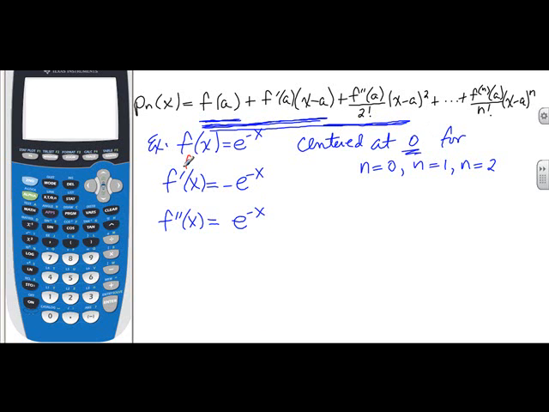So f of 0 would be 1. f prime of 0 would be -1. And the second derivative evaluated at 0 would be 1 again. So our polynomial function p sub 0 of x is simply going to be f of 0. So that function is p0 of x equals 1.